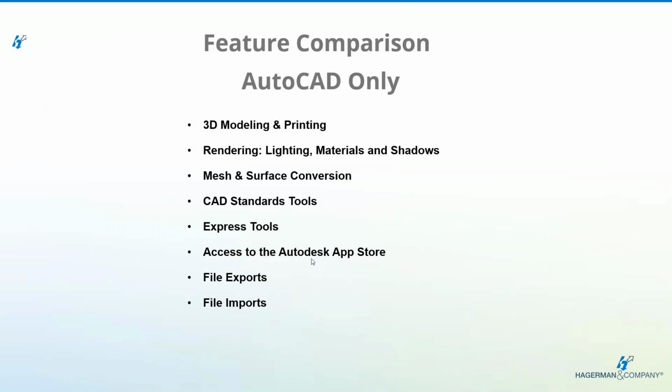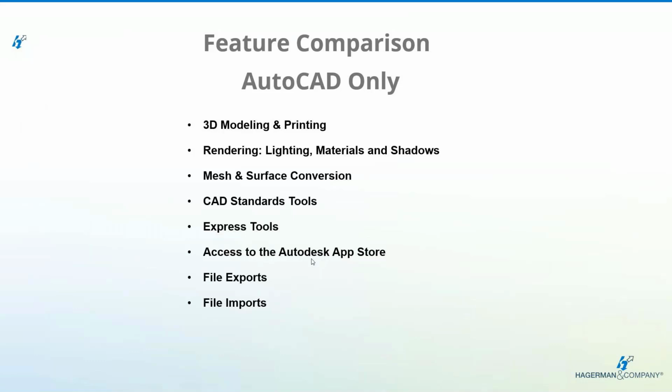Likewise, you have 3D mesh and surface conversion. A 3D mesh is a bunch of polygons that define the shape of the object, and you convert those mesh models to a solid or a surface model. So it's obvious those top three are all about 3D, and that's a major difference between them.